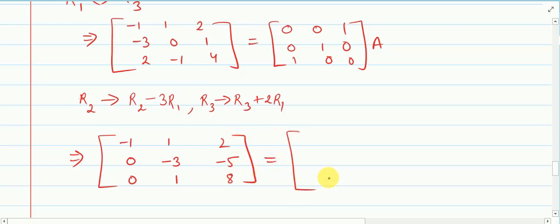Same thing this side, so we have to multiply by 3 and then subtract. Yes, so 0 0 1, this will remain 0, this will be 1, and here 3, so 0 minus 3 will be minus 3, and here we have to multiply by 2 and then add to the third, so it will be 1 only, it will be 0, and this will become 2. Done.